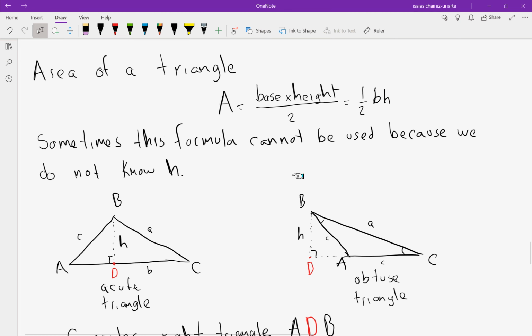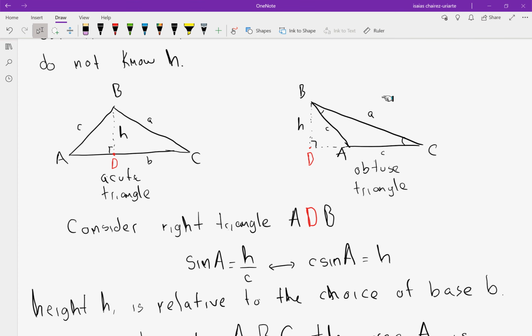The thing about this formula is that sometimes it cannot be used because we do not know what the height of the triangle is. I mean, if we're dealing with a right triangle, it's easy to know what the height is. But if we're dealing with an acute or an obtuse triangle, then who knows what the height is? But we know enough trigonometry at this point that we can compute a height, if we're given enough information, I guess. So consider this acute triangle.